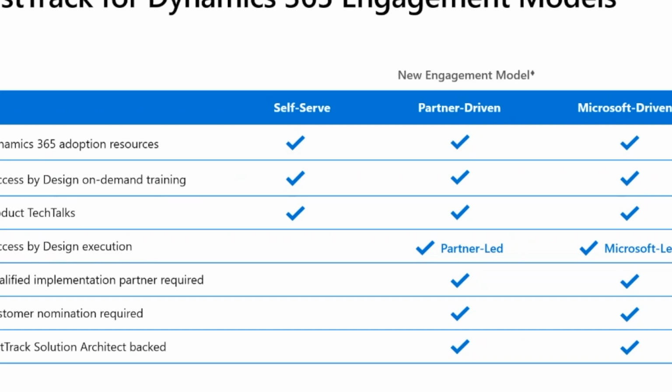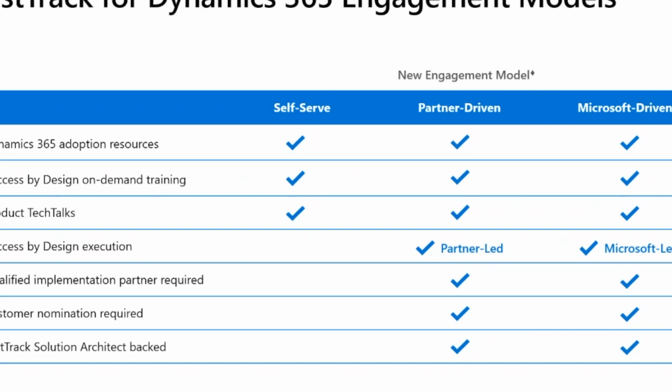This means partners will be executing the mandatory Success by Design workshops with the customer and sharing their findings with the Microsoft FastTrack team. The projects will be assigned a partner program manager from the FastTrack team to work with the partner along the way. And Microsoft will provide access to solution architects for any architectural guidance as needed.